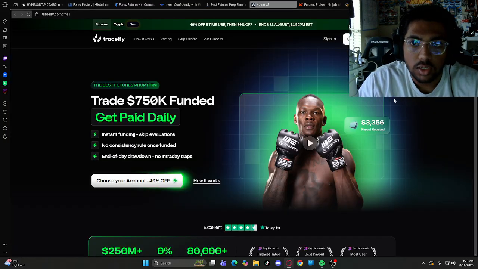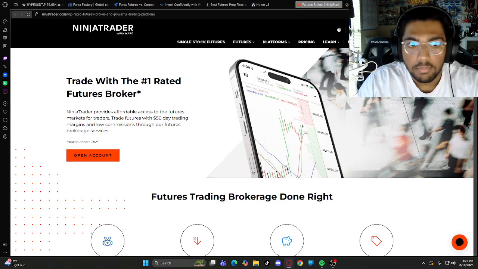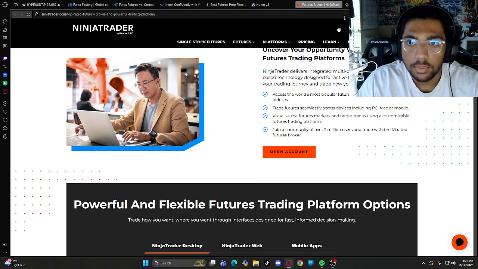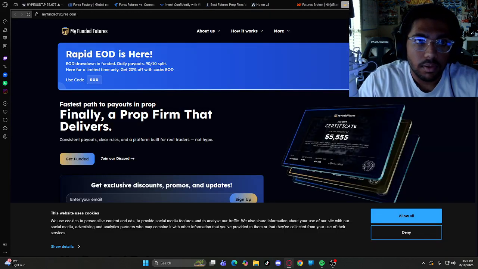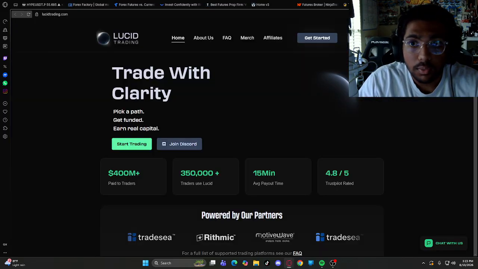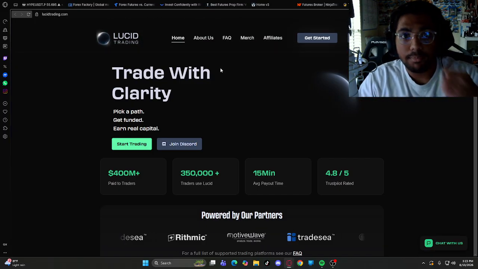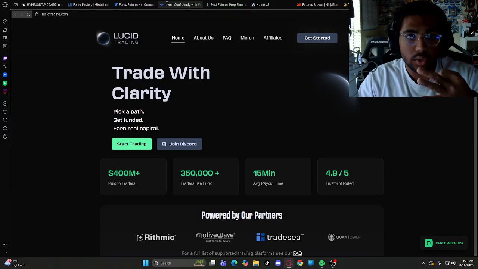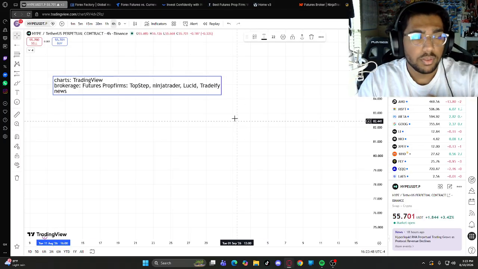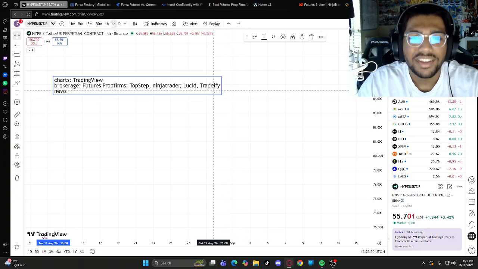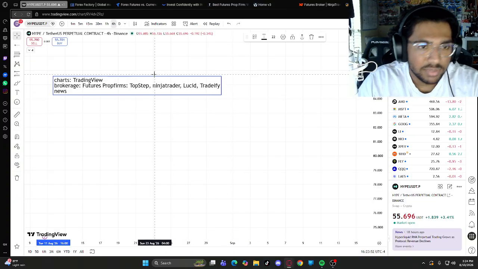That's Top Step. This is Tradeify. Tradeify is also a really good one that you can use. Ninja Trader is a really good one that you can use. Buy funded futures, also a good one. Lucid Trading. I would say the big three are Top Step, Lucid, and Tradeify. Those are the big three when it comes to getting prop firms.